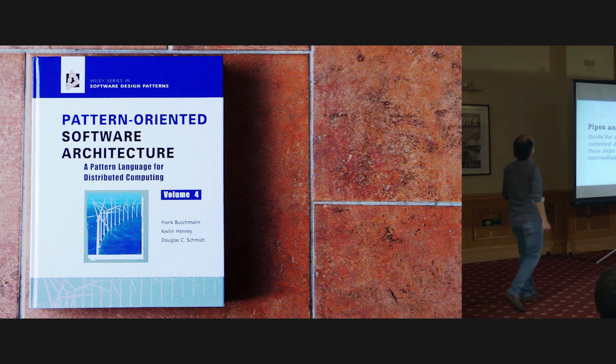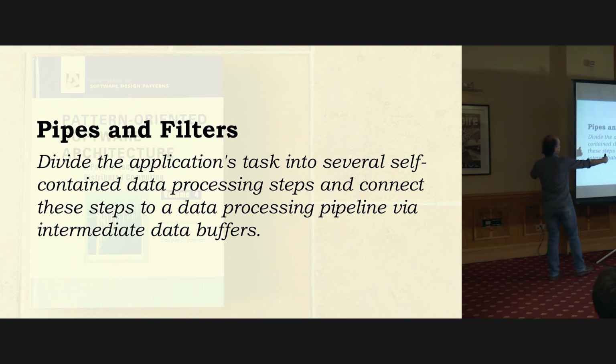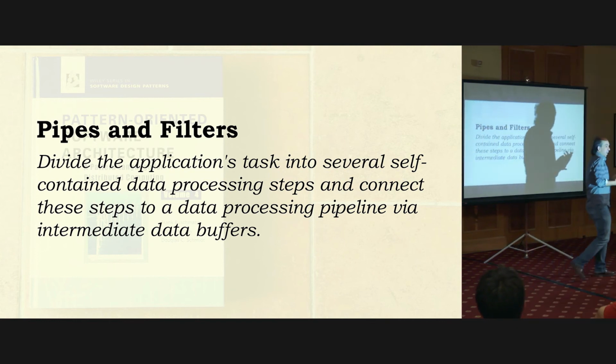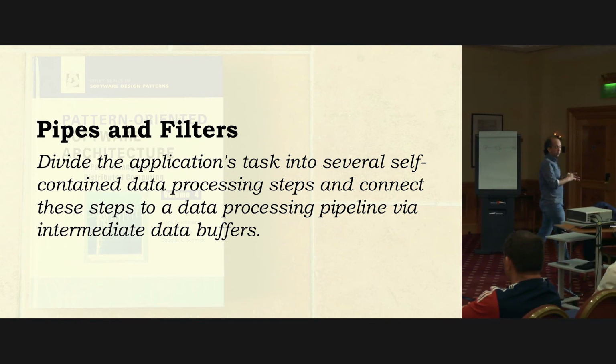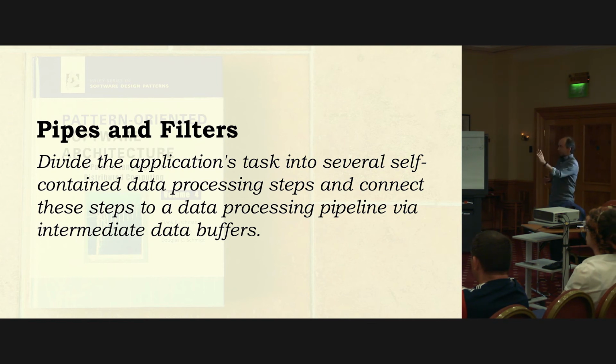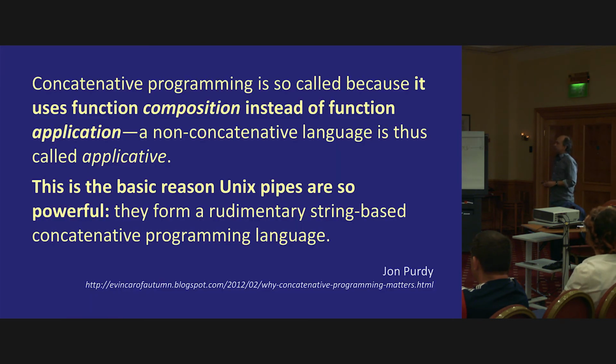What we mean by pipes and filters is: divide a task into several self-contained steps and connect these steps into a pipeline via intermediate data buffers. So now we have a much clearer choice as to what we're trying to do. We've got an asynchronous function model, we've got a general queuing model, and now we've got a pipeline model. A surprising amount of processing fits into this. It is also a functional programming model, referred to as concatenative programming, so called because it uses function composition instead of function application.